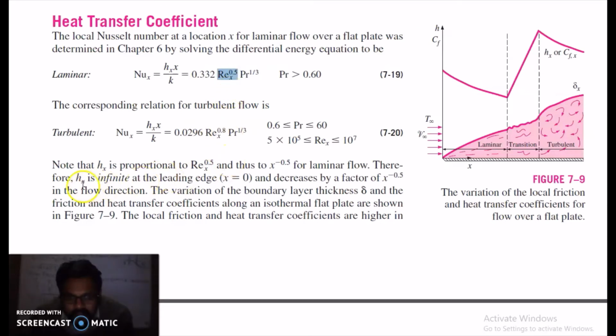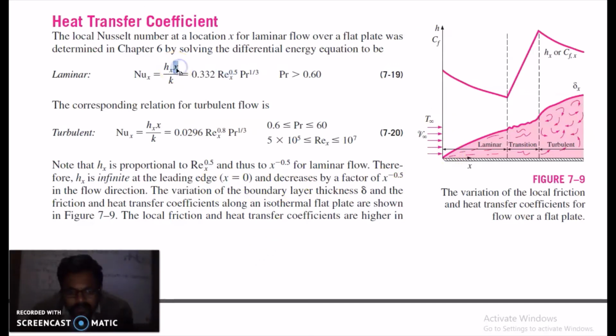So it is proportional to Reynolds raised to the power 0.5 in case of laminar flow. So therefore, h_x is infinite at the leading edge. At this edge it is infinite, meaning maximum, because this term x is 0. If it is 0, when you go here in the denominator, you will get the maximum value, and it decreases by a factor of x raised to the power minus 0.5 in the flow direction.